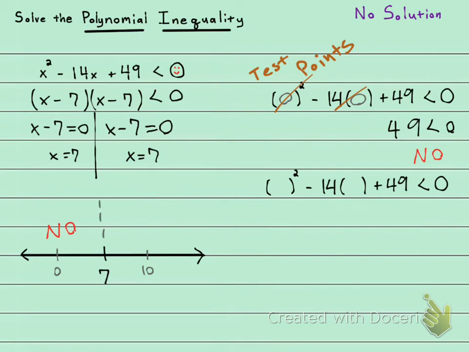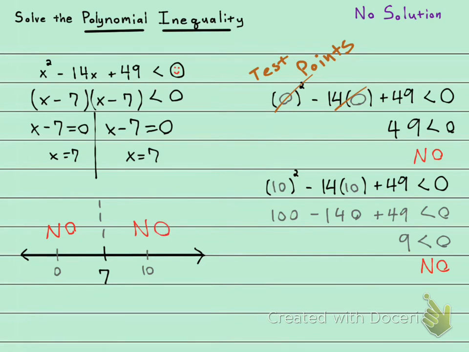All right, let's plug in the 10. Plug in a 10 for x and a 10 for x. Let's see, 10 squared is 100. Minus 14 times 10 is 140, plus 49, less than 0. Get your calculator out. 100 minus 140 plus 49 is going to give you 9. Is 9 less than 0? And the answer is no. So everything in this interval is no.